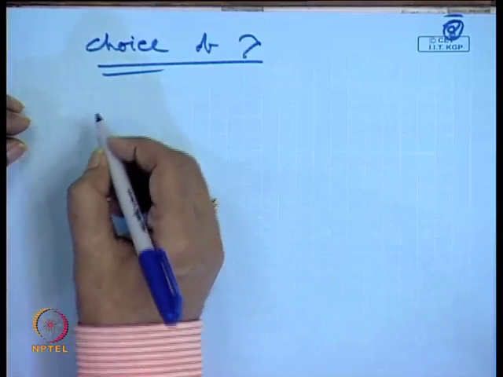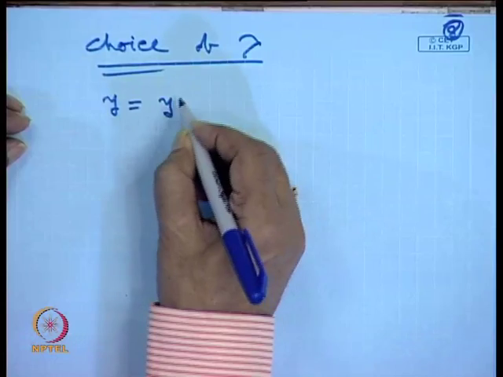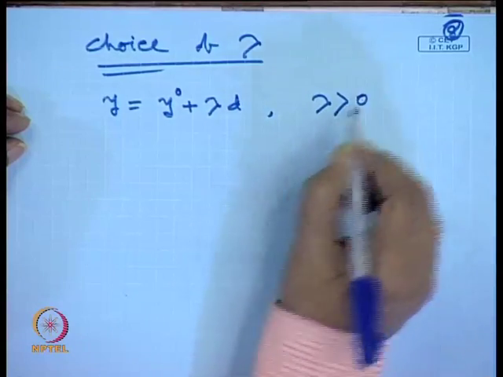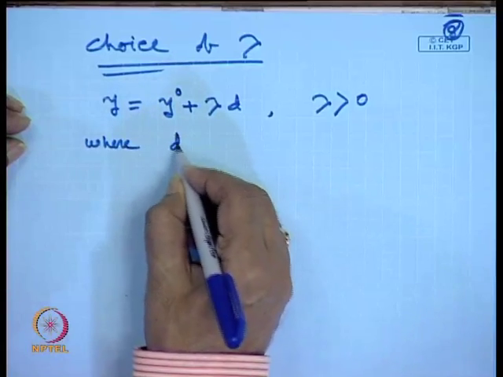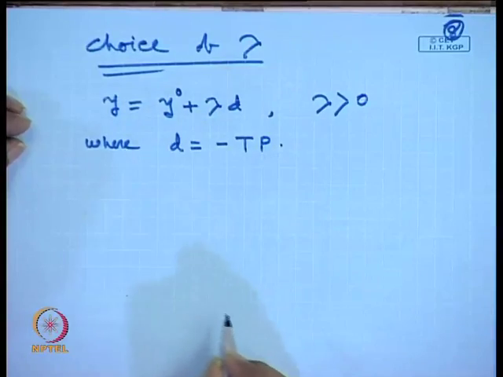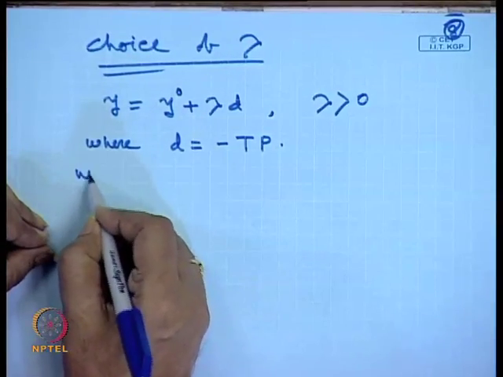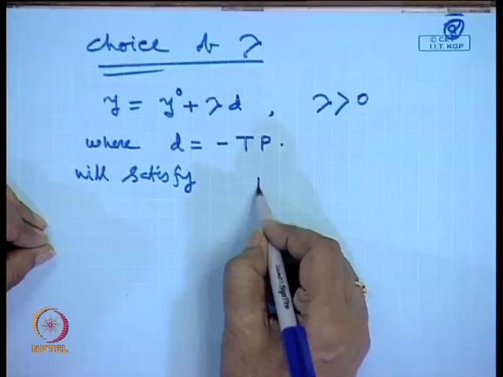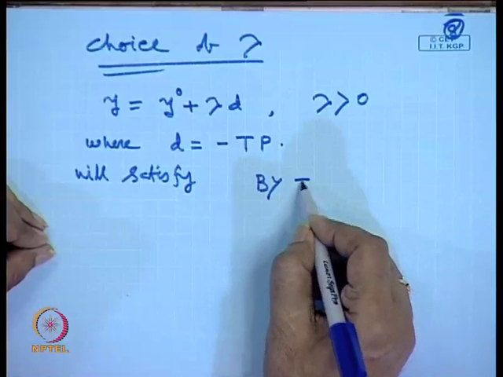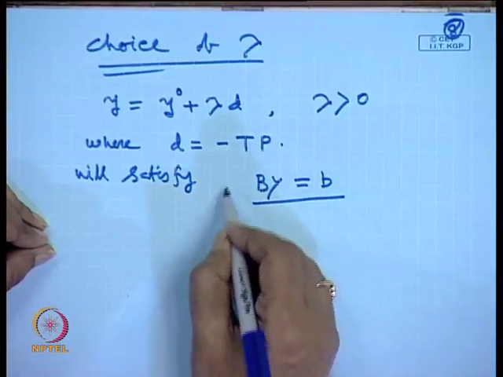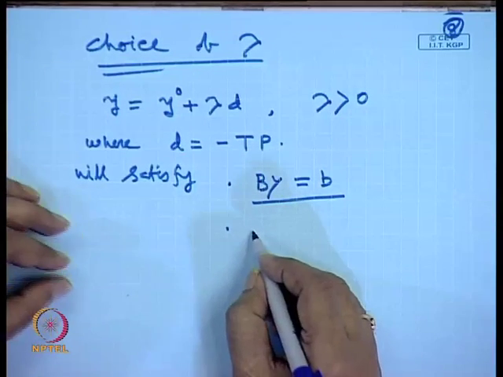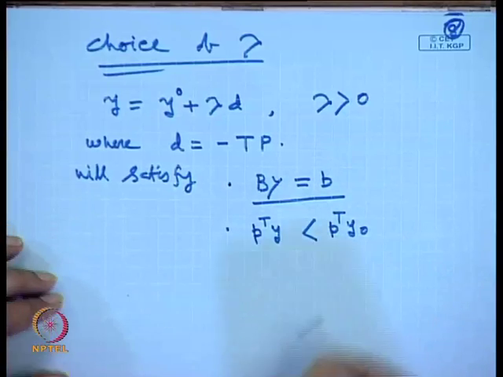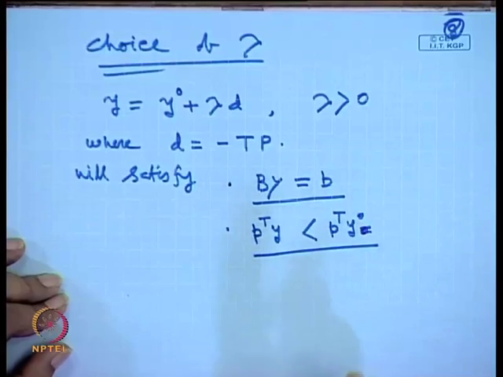Now look at this expression. The new point y we get from the initial point plus lambda into d, where lambda is greater than or equal to 0, and our choice of d is equal to minus t into p. This choice will satisfy both objectives. It will satisfy the equality constraint in the transformed coordinate axis, b y is equal to small b. Another condition it will satisfy is p transpose y less than or equal to p transpose y superscript 0.